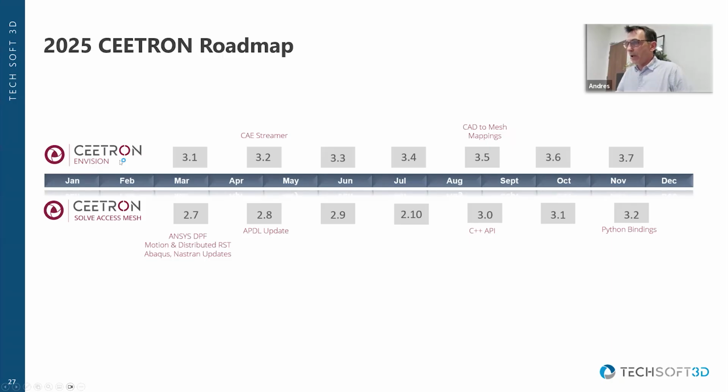On the Envision side, I hope I convinced you that our big project this year is really the CAE streamer. Again, there is a preview available as of now, but the first official release will be on April 4th. We hope we will have many new users that will be able to provide feedback. That's probably why we are reserving some resources. We are expecting to get feedback and have maybe one or two more versions as we move along. And the CAD to mesh mappings will be something that will come out probably early September, as far as I can tell right now. I think that wraps it up.